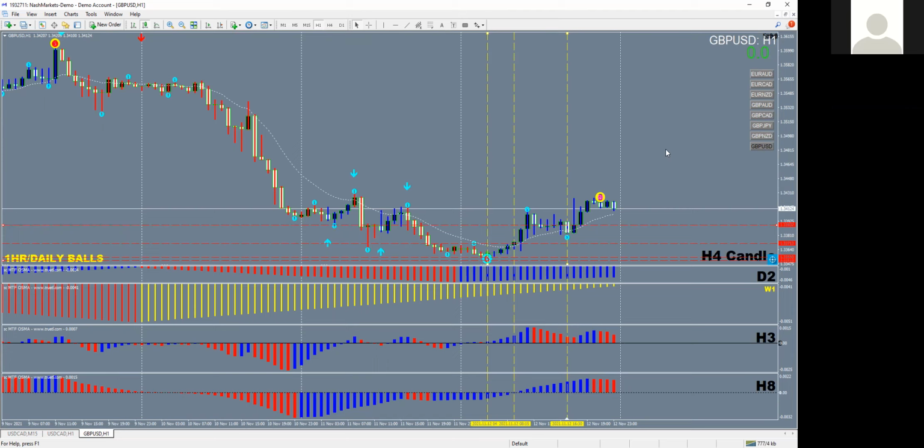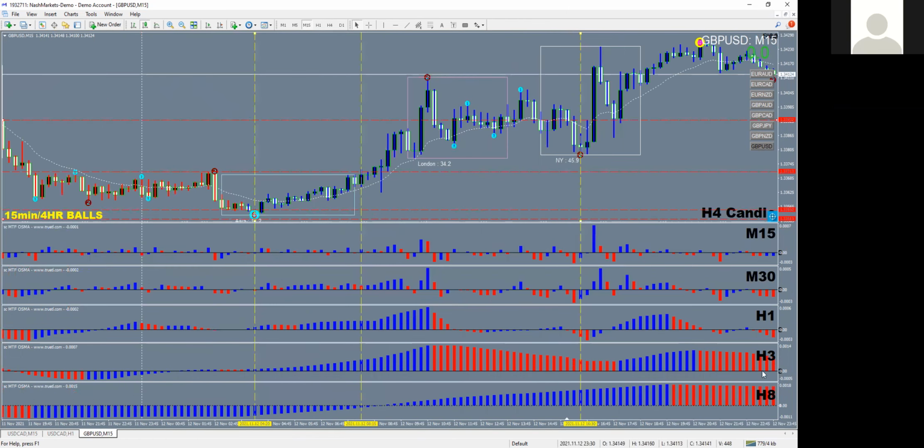There are 8 one-hour bars, right? So you're looking at the 1 hour, and when the 1 hour starts to turn red, you're out, if you're trading the 1 hour. If you go to the 15 minute, your H3 is the reference.